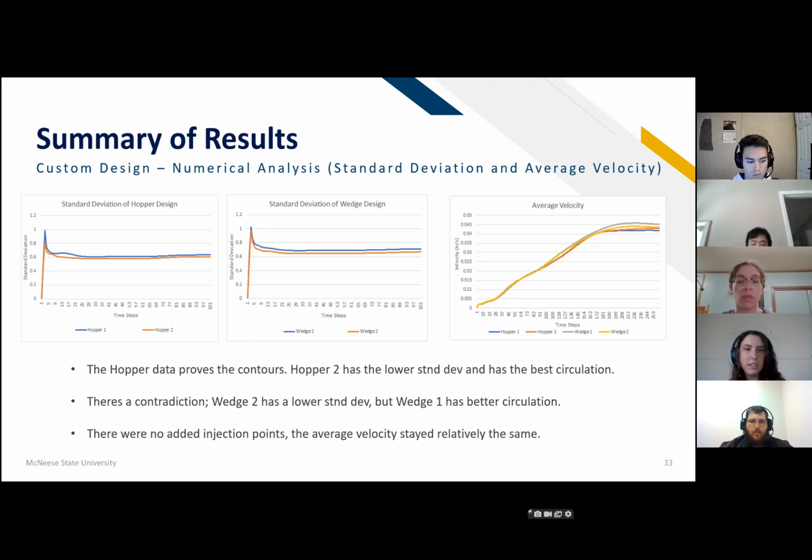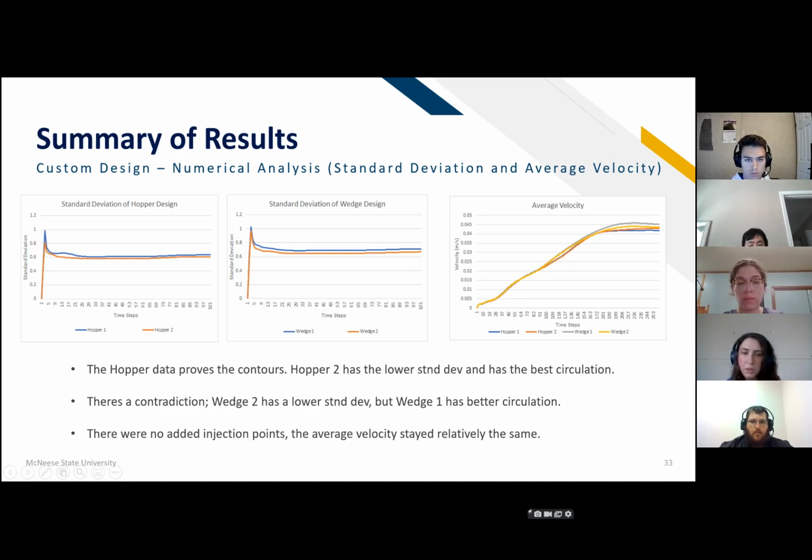And so now we look at the standard deviation of the hopper design, which is the first graph, and you can see that, backing up our visual aids, the standard deviation of the hopper 2 design is lower than that of the hopper 1 design. And then looking at the wedge design, it kind of contradicts what we saw in that the wedge 2 design has a lower standard deviation than the first one, where wedge 1 from the visual representations had better circulation. But the hopper designs had a lower overall.